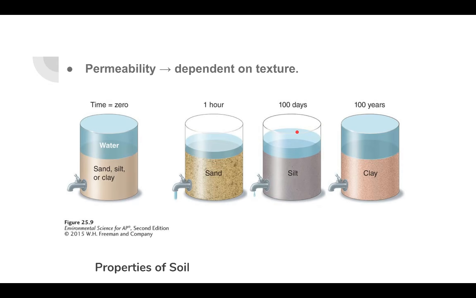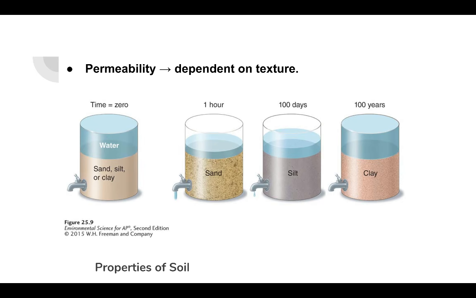Something else that's also important is what we call permeability. Think, if something is impermeable, you cannot penetrate. Let's say a castle. They built castles to be impermeable, so no one could storm the castle. Permeability is dependent on the texture that we just looked at. You can see here, depending on the consistency of the soil, sand will drain in about an hour. Silt will take 100 days, and clay 100 years. So again, this plays a huge role, which we'll see, especially for farming.